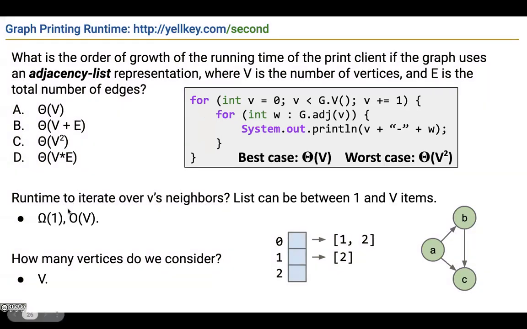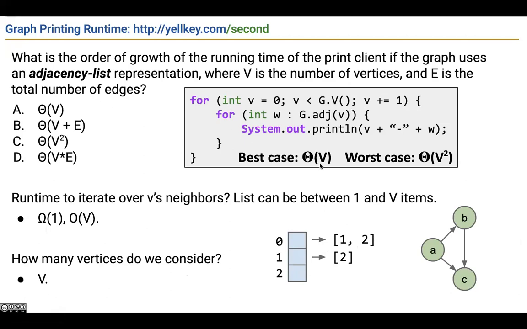So the runtime here, in the best case, is omega of 1. That means it's at least omega of 1. That would be the case in which you have no friends and this list is empty. This could also be big O of V in the case where you're friends with everybody and this list is totally full, with all other vertices in each of these lists. And how many vertices do we have to consider? We have to iterate through this first one and the second one and the third one. V vertices in total, that's this outer for loop.